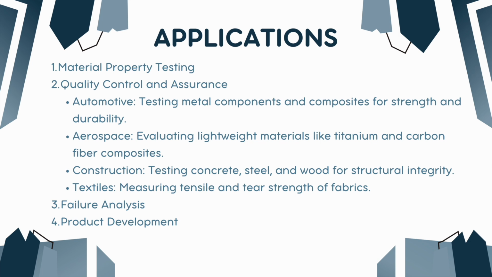So what are the applications of a universal testing machine? Applications are very simple here. We are able to perform tests on materials: compression, tensile, bending, and everything, and even peeling. That's what I'm mentioning here, material property testing. By this we can do quality control and assurance, which is a major application, as you can see in automotive industries, aerospace industries, construction, textiles, everywhere. Even in textiles, as you can see, measuring tensile and tear strength of fabrics.